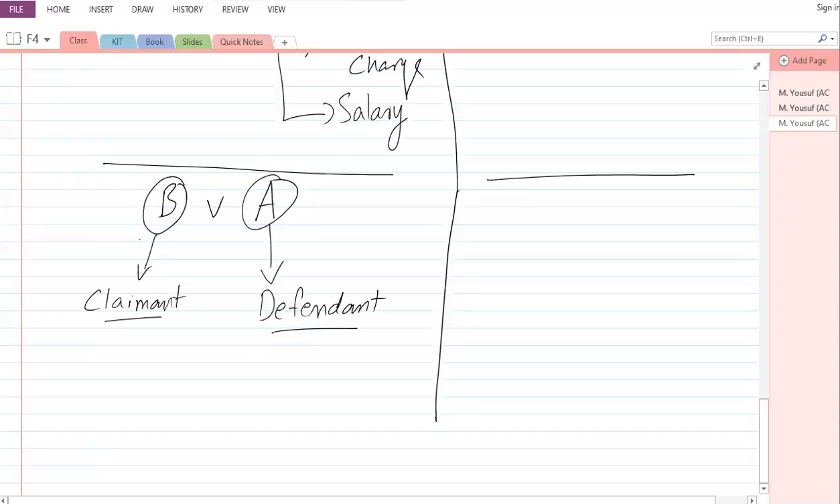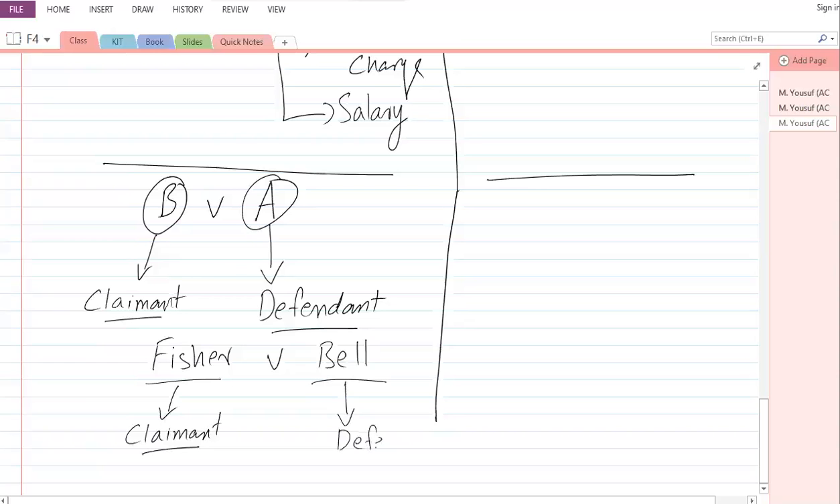So claimant versus defendant. For example, there is a case law called Fisher versus Bell. So these are two persons, Fisher and Bell. These are two individuals. So Fisher is the claimant who has claimed something from Mr. Bell, and this case is on Mr. Bell. So he will be called the defendant.